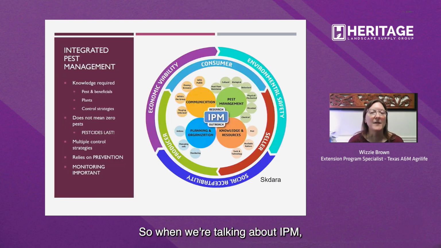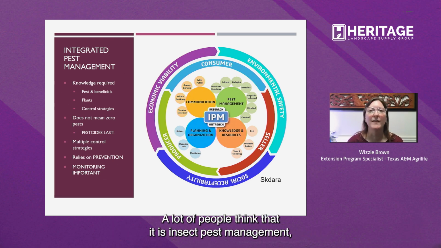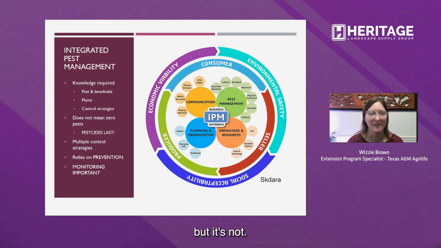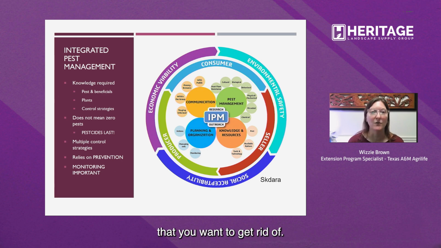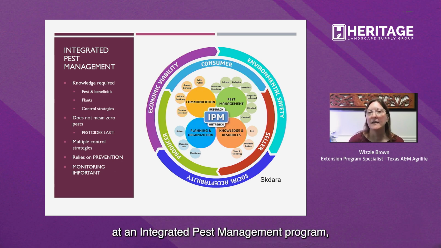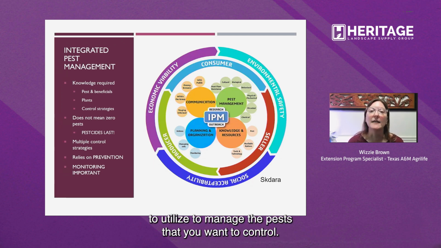IPM stands for Integrated Pest Management. A lot of people think that it is insect pest management, but it's not. While you can use integrated pest management to control insects, you can also apply it to things like weeds or structural pests or mammals or pretty much any type of thing that you want to get rid of. So when we're looking at an integrated pest management program, it is a variety of strategies that you're going to utilize to manage the pests that you want to control.